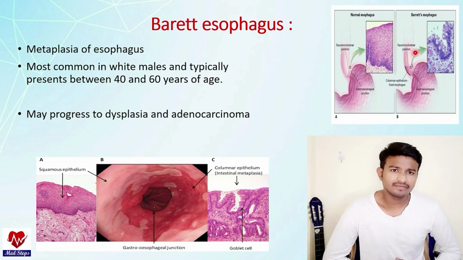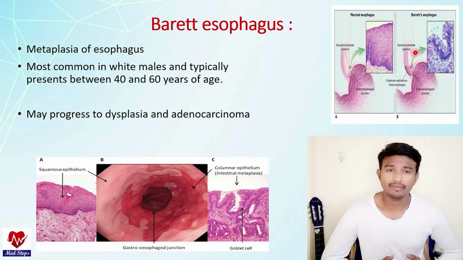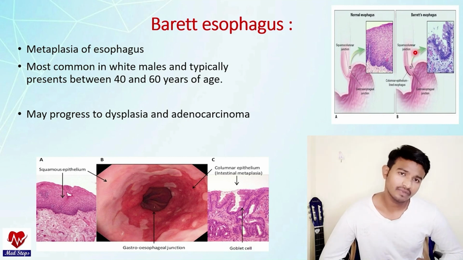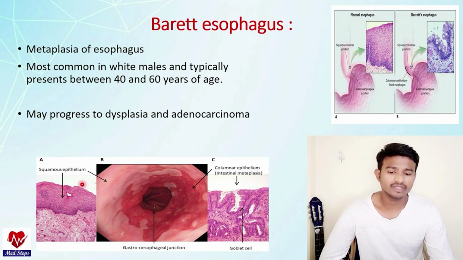Most commonly, this disease is present in white males, typically between 40 to 60 years old. This Barrett esophagus may progress to dysplasia and adenocarcinoma, right? If you see this picture, this is the normal squamous epithelium, and this is the change into columnar epithelium. In columnar epithelium, you will get a greater number of goblet cells, right?